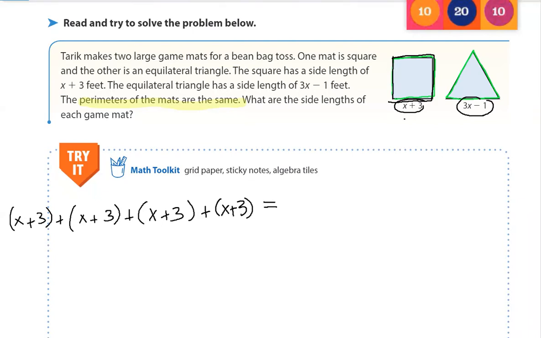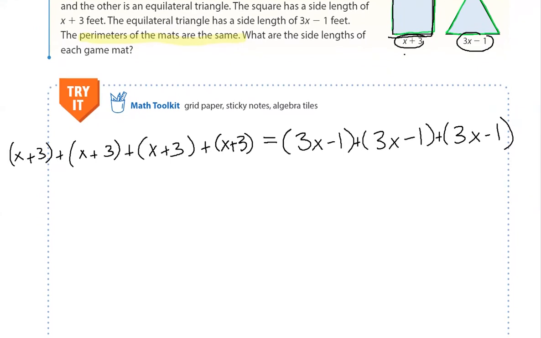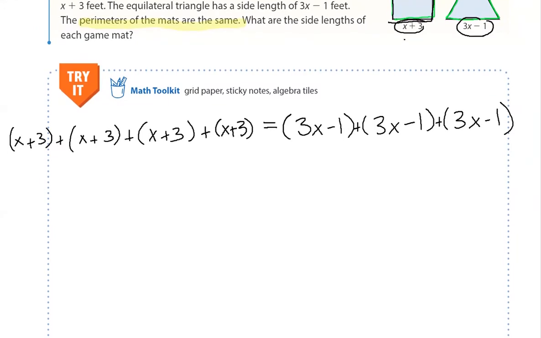And how many sides does the equilateral triangle have? How many sides do triangles have? Do you recall? I think you do. So there's one side plus the next side plus the third side. Okay, so there's the perimeter of each of the mats. Now that's a long equation. We need to combine all of these.